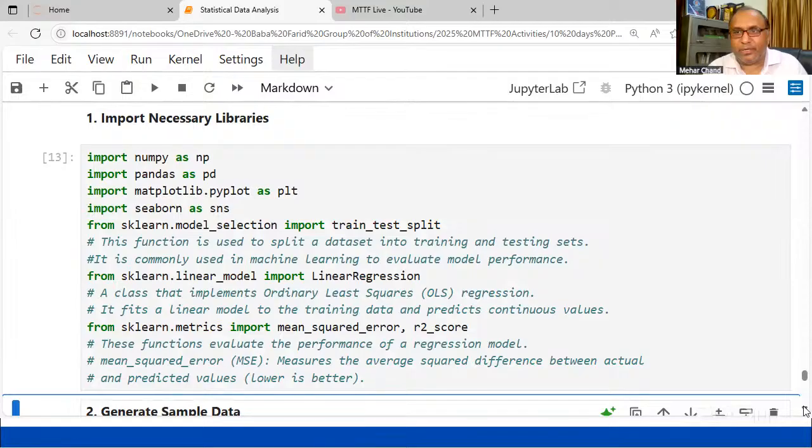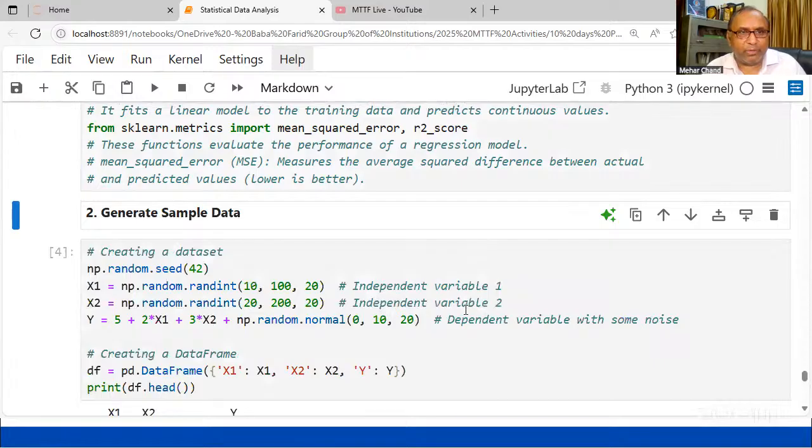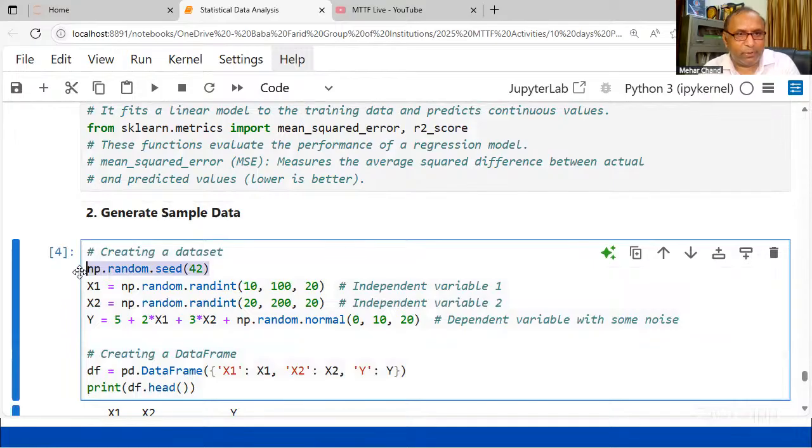Okay, then after we need to generate the data. So here you can see creating the data set. Here np.random.seed(42), and then we have the x1. We are taking randomly 10 to 100, 20. This is the independent variable one. Then this is the independent variable two. So these values are 10 to 20 and are divided into 100 points.